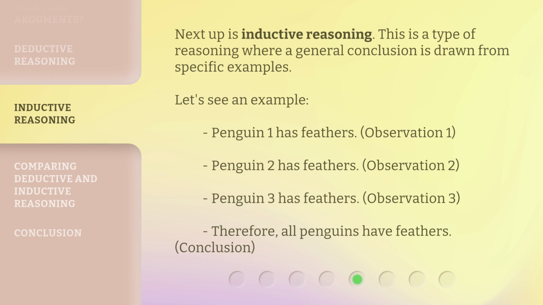Next up is inductive reasoning. This is a type of reasoning where a general conclusion is drawn from specific examples. Let's see an example. Penguin 1 has feathers. Observation 1. Penguin 2 has feathers. Observation 2. Penguin 3 has feathers. Observation 3. Therefore, all penguins have feathers. Conclusion.